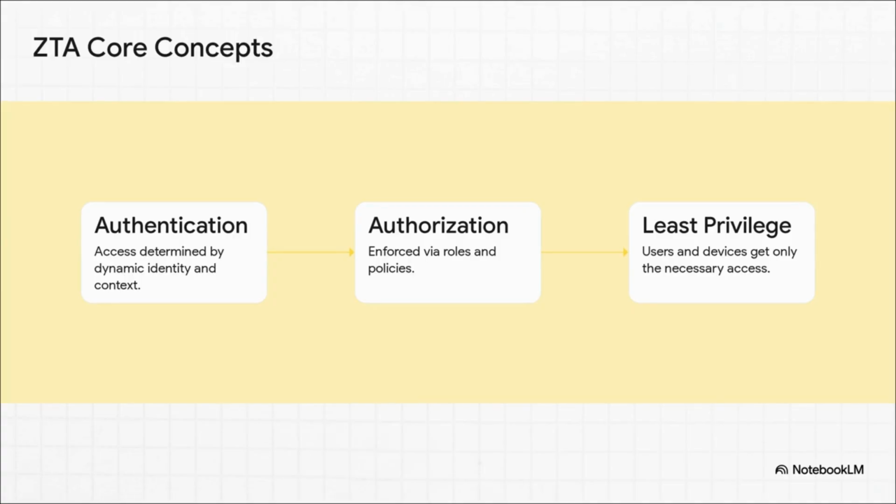First, it authenticates you. It checks your identity, sure, but it also checks the health of your device. Then it authorizes you based on your specific role and policies. And finally, and this is crucial, it grants you access to only what you absolutely need for your job, nothing more. It's a continuous cycle of verify, verify, verify.